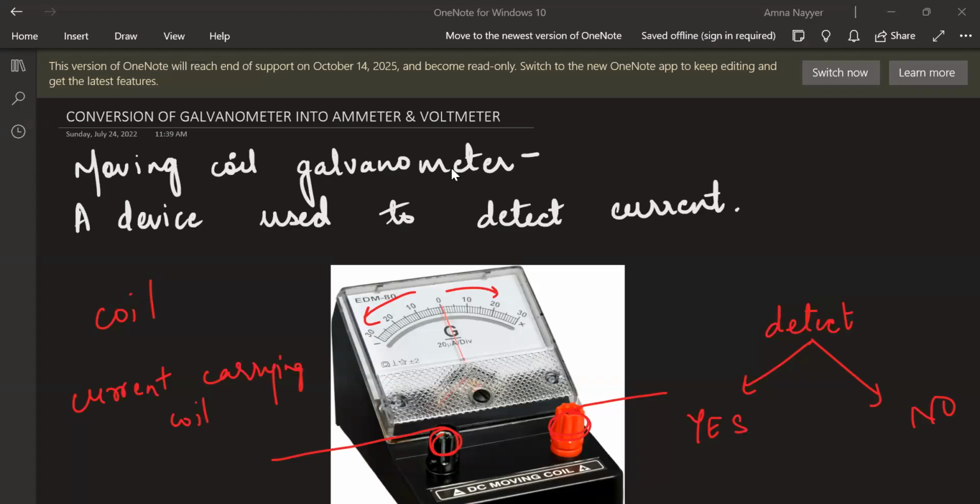Ma'am, does a galvanometer also detect a very low amount of feeble current? Yes, it does. The deflection will be less then, negligible in this galvanometer. That's the only function of the galvanometer.